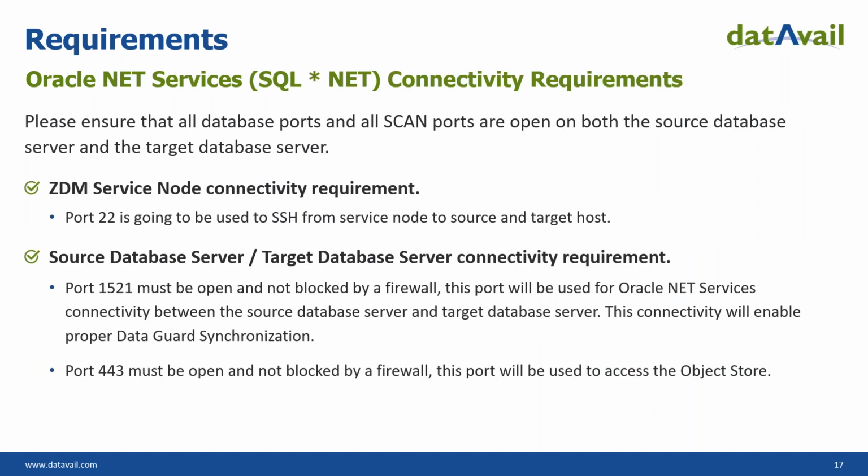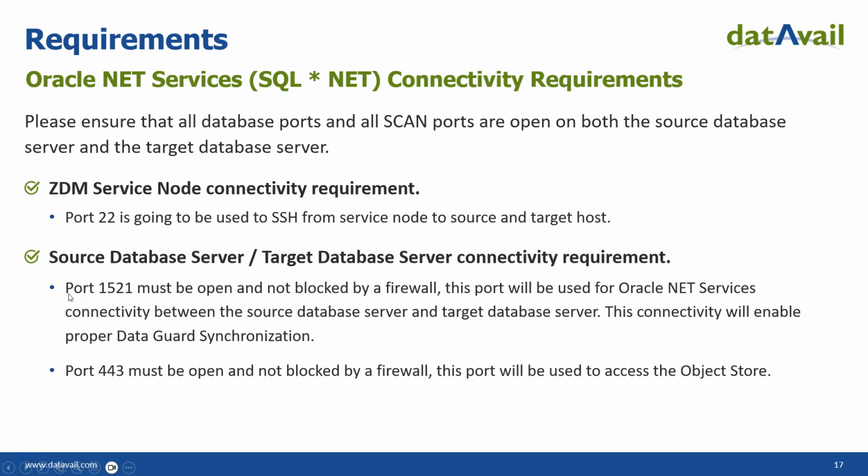And then we need to make sure that we can establish the SQLnet connection, and that ports 22 and 443 along with 1521 are operational between the database and JDM. So the JDM services node connectivity requirement is 22, which is going to be used for SSH from service node to source and target host. So from JDM to source and JDM to target database host, the SSH port should be open. It should not be blocked by firewall.